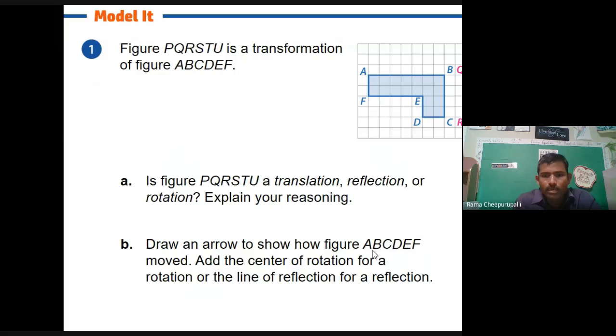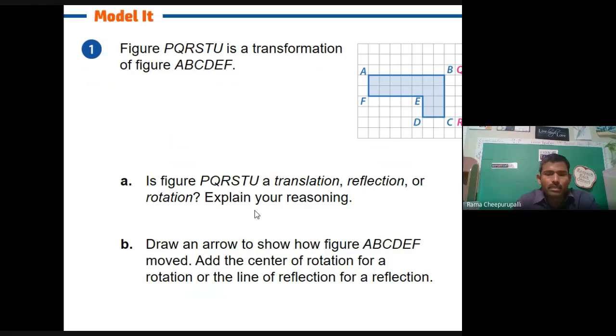Next one. I want you guys to look at these two figures. You have A, B, C, D, E, F, and then A. You can see that one figure. And then the next one is Q, P, U, T, S, R, and then Q. So these two figures are there. And I want you guys to think: are these two figures a translation, reflection, or rotation? What do you guys think? And just type it out there. What do you guys think?